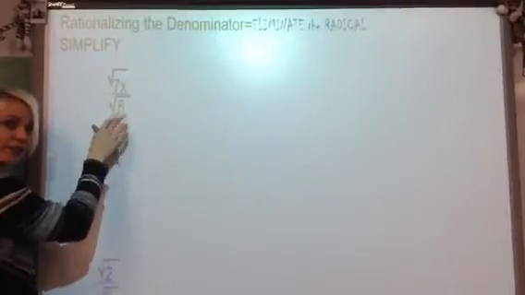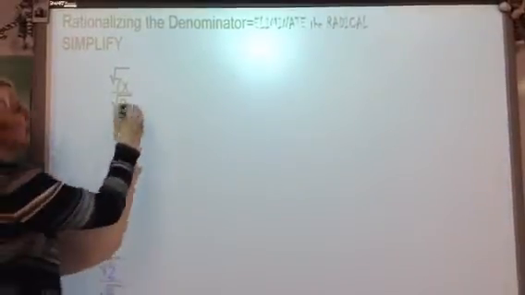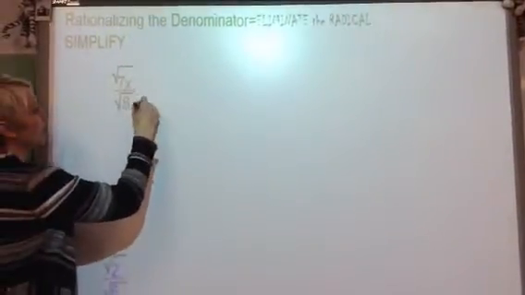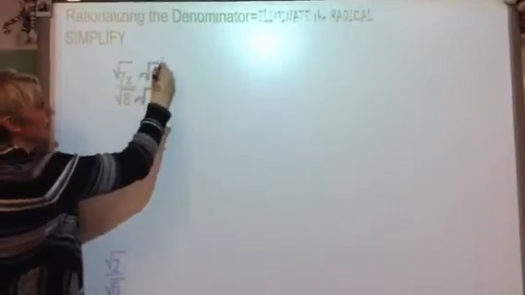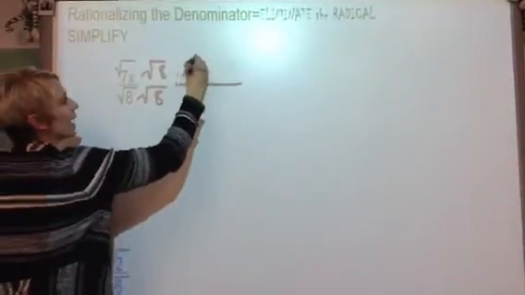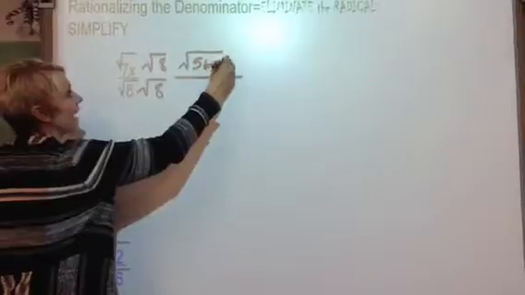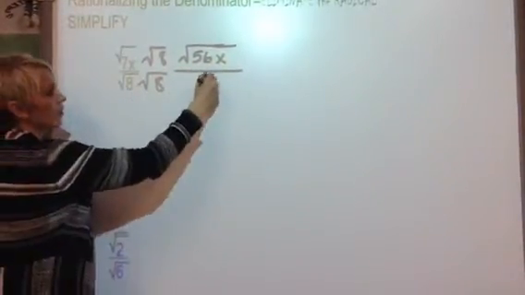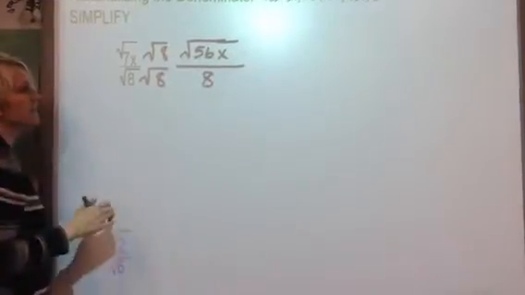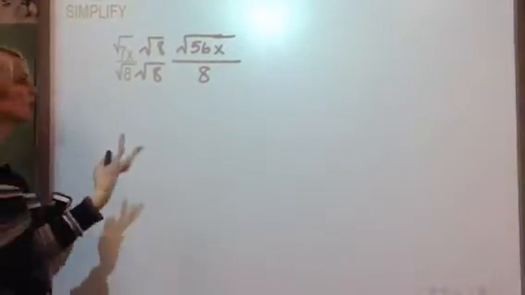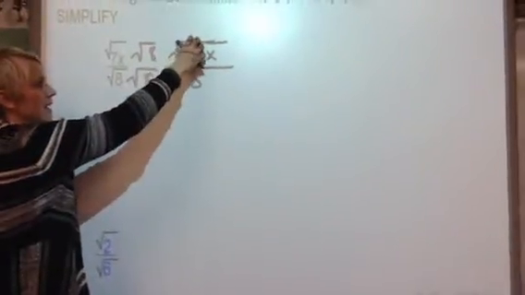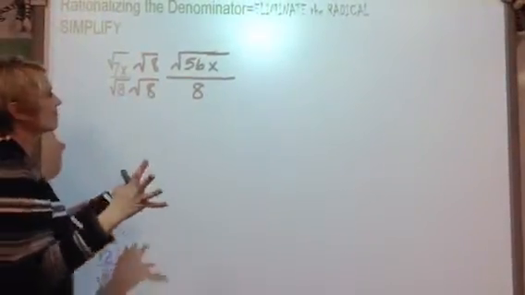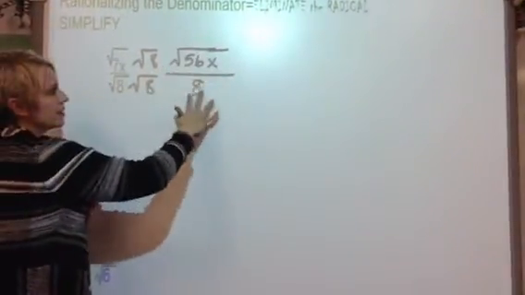Now what if I have a variable involved? Does that change anything? No, it doesn't. I'm going to get rid of this radical 8 in the denominator by multiplying by radical 8. So then I have radical 56x, all of that is inside the radical, over 8. And then you think about 56. Is there any perfect square factor that I can divide into 56? No, so we're completely simplified.